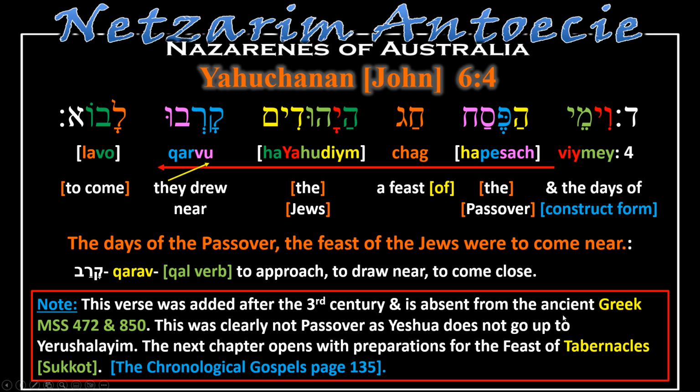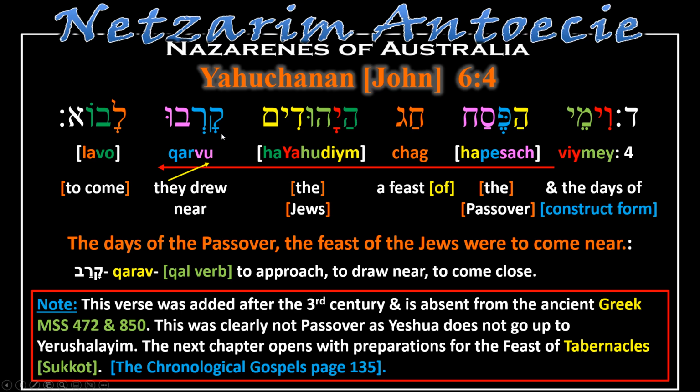and is absent from the ancient Greek MSS 472 and 850. And the comment here comes from Michael Rood. This was clearly not Passover, as Yeshua does not go up to Jerusalem, which according to the Torah he should have done, if it was Pesach. The next chapter, however, opens with preparations for the Feast of Tabernacles, or Sukkot. And that's a quote from the Chronological Gospels, page 135.